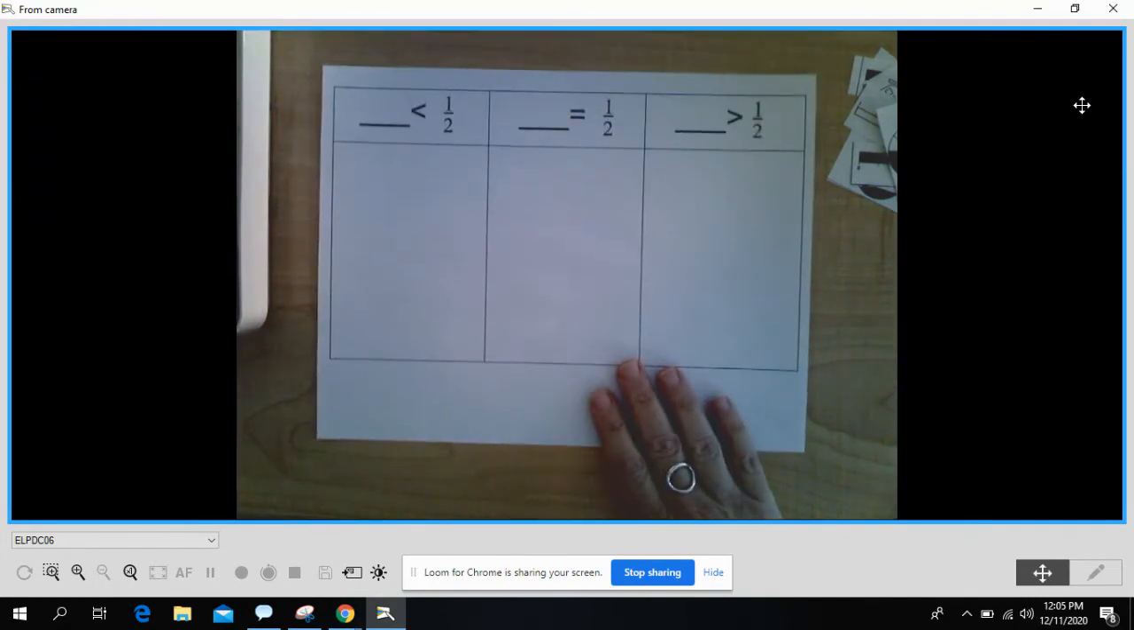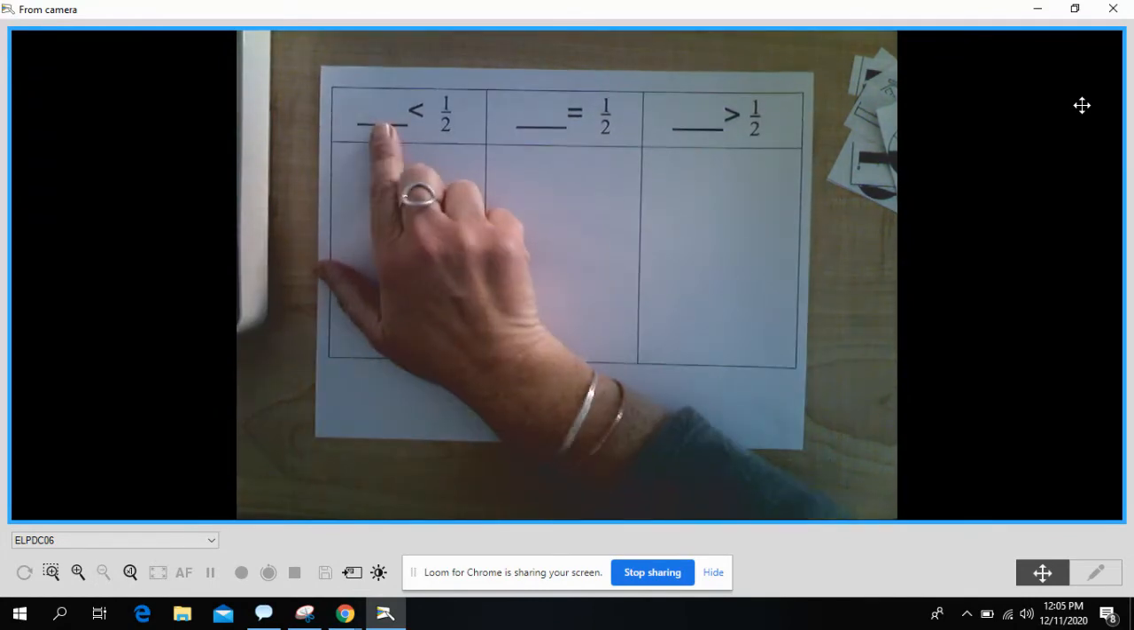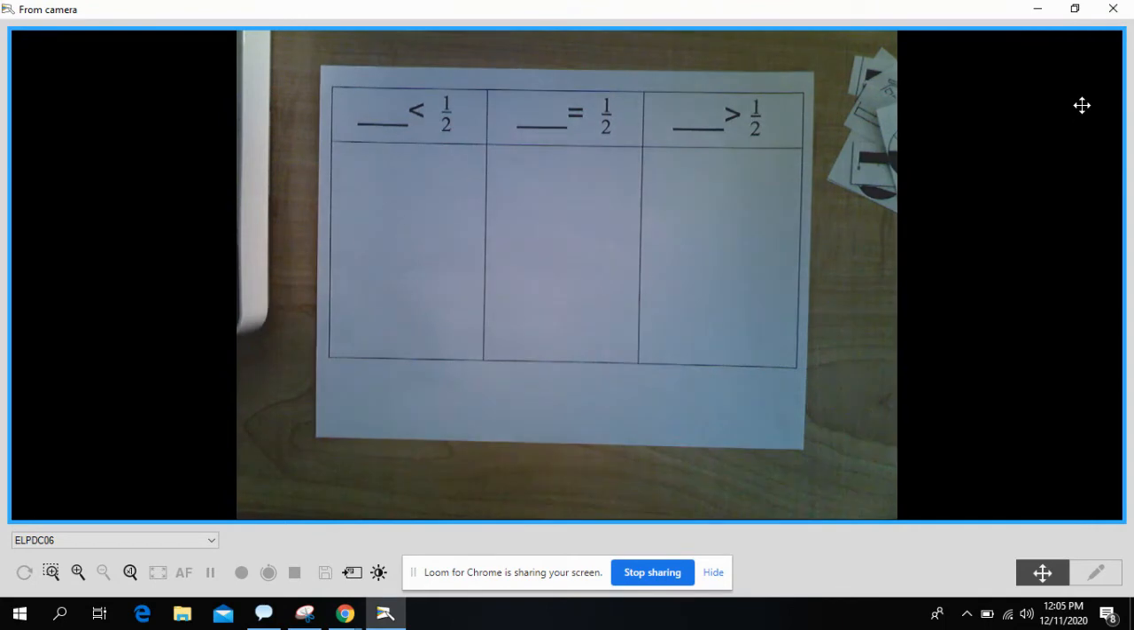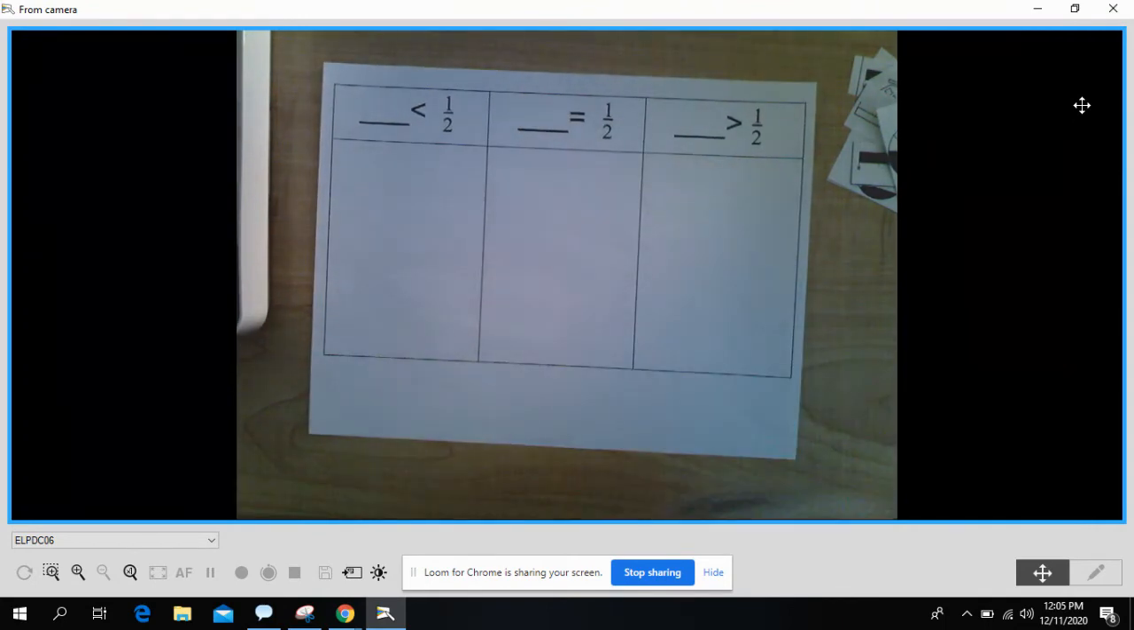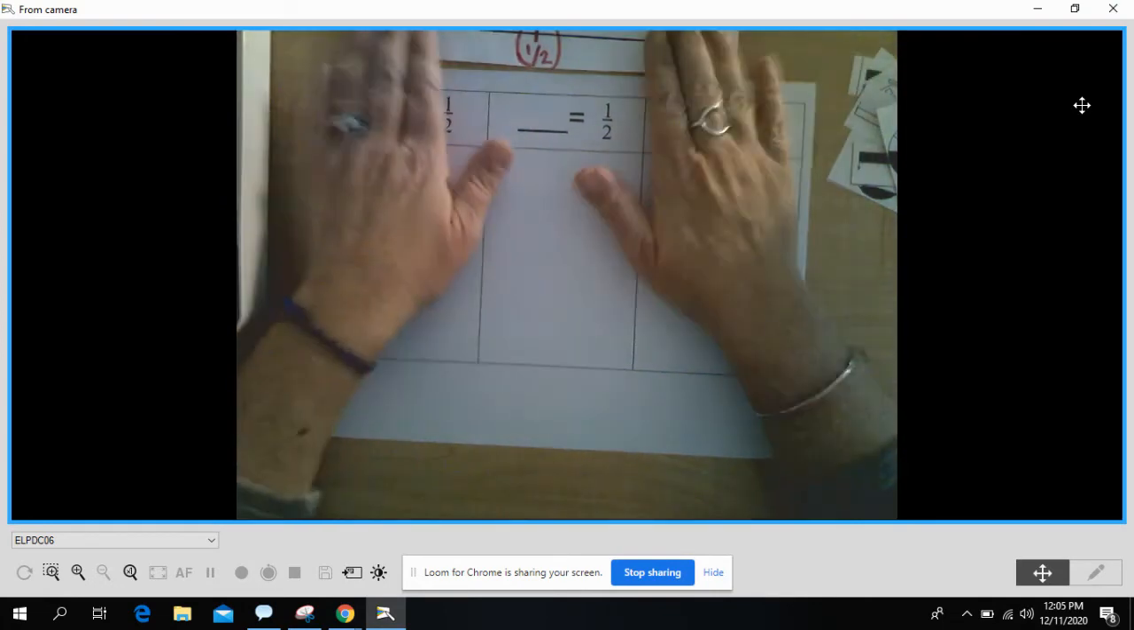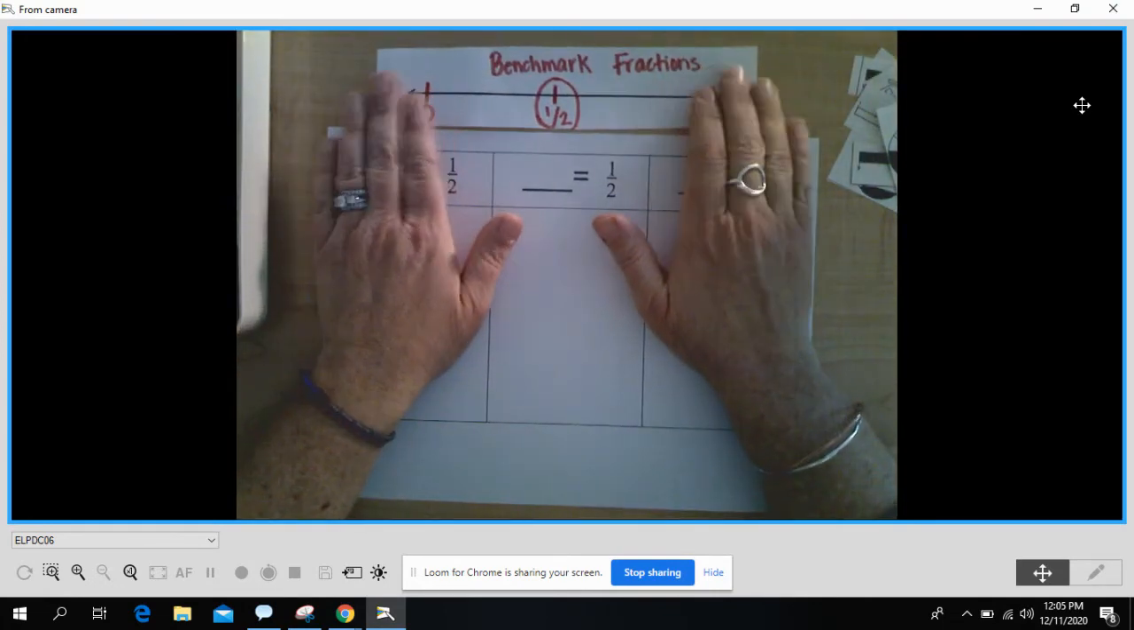So look at this sheet I have right here. I have a blank because we're going to look at pictures, and we're going to decide if the picture is less than a half, if it is equal to 1/2, or if it's greater than 1/2. And I'm going to put my number line back up here.